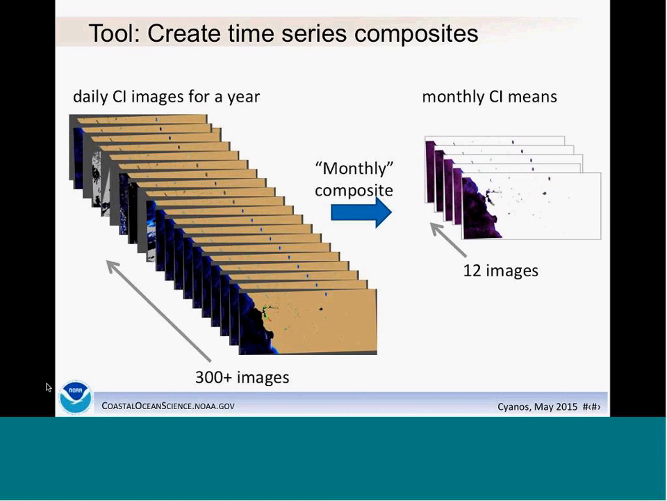This is a graph, a picture of what's going on. In this example, we do a monthly composite, with 300 daily images for one year, and we're compositing to 12 images.